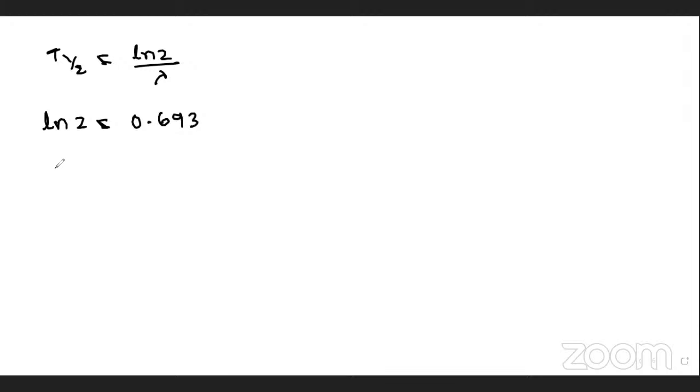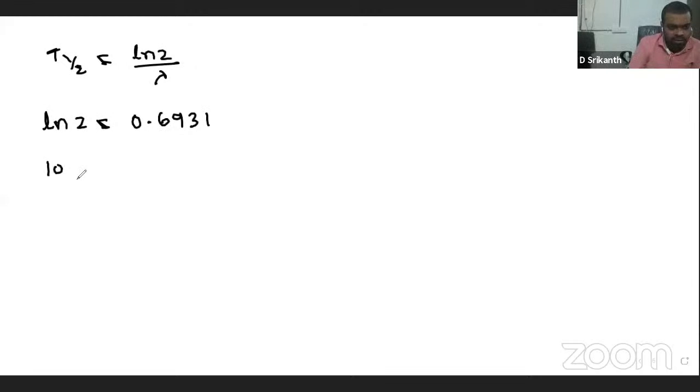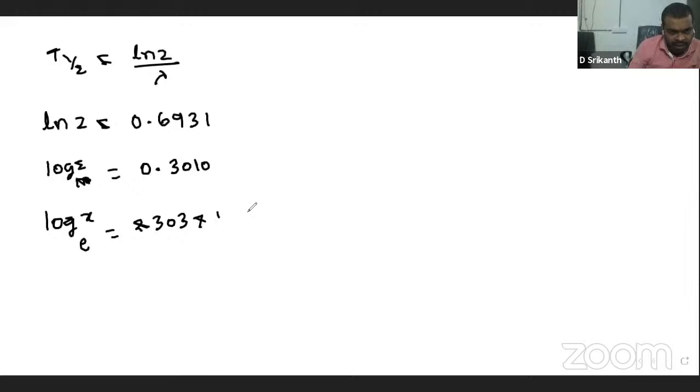And remember all of you, ln 2 has a value 0.6931. Log 2 to the base 10 is 0.3010. And the relation between log x to the base e is equal to 2.303 times log x to the base 10.